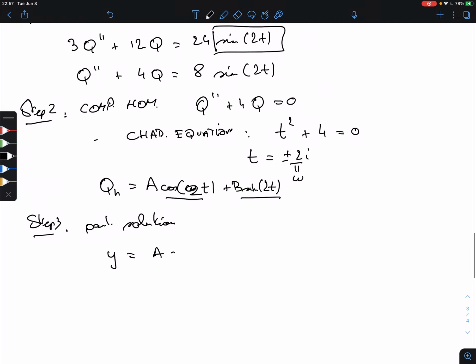So if I just write this as my proposed particular solution, what's the result going to be if I plug this in? Well, it says it here. It's going to be 0. So what is it that we have to do?